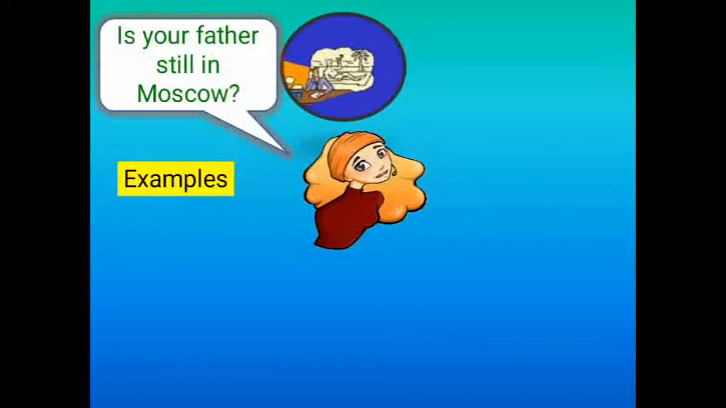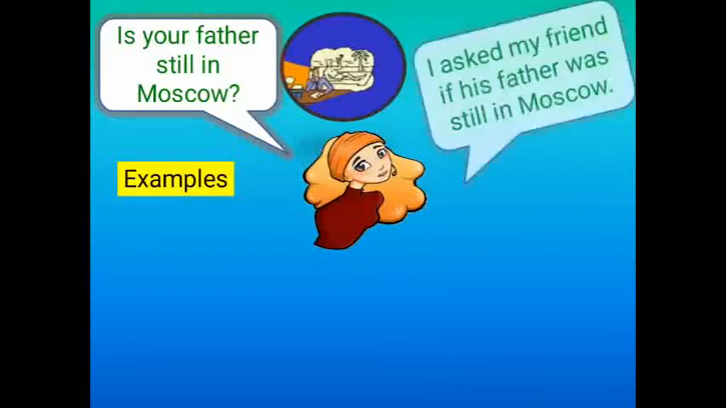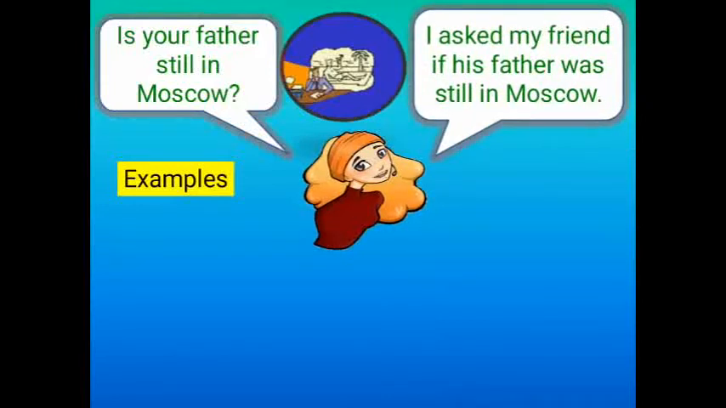Let's look at an example. Is your father still in Moscow? The girl asked. In the indirect speech, she would say, I asked my friend if his father was still in Moscow. If you clearly see, this is a question which begins with an auxiliary verb and it is a yes or no question. Therefore, we use the word whether or if in the indirect speech.